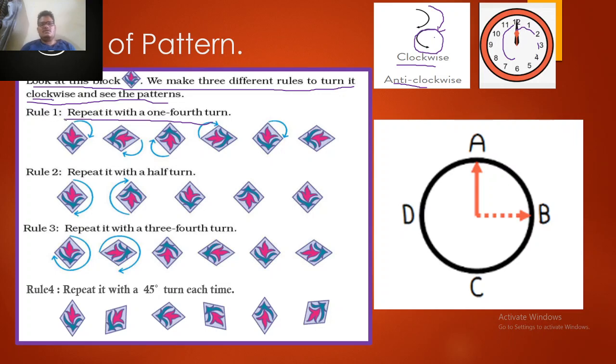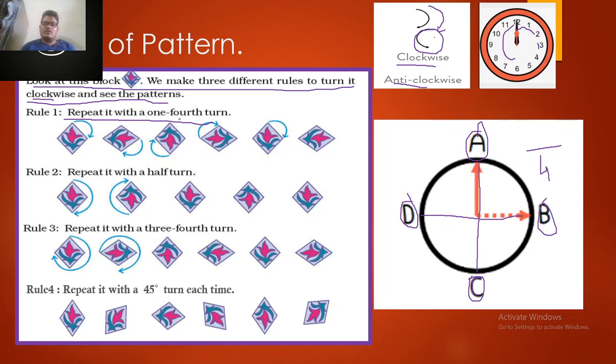Now the first rule is repeat it with a 1/4 turn. Suppose I have made this circle and divided it into 4 equal parts like this. I am making equal parts here like this. This one is also an equal part. Now look, our rule is to repeat the pattern with a 1/4 turn. You can see the total number of parts is 4.